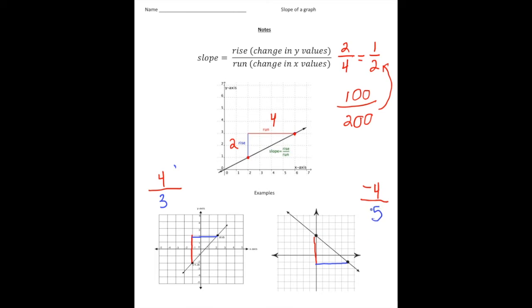All right, so try the problems on the next page. You can pause the video to do that, and then hit play, and you can see how you did. All right, good luck.